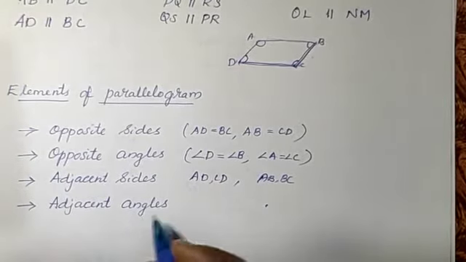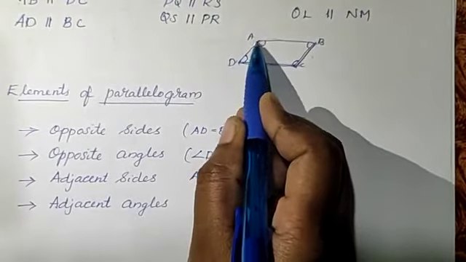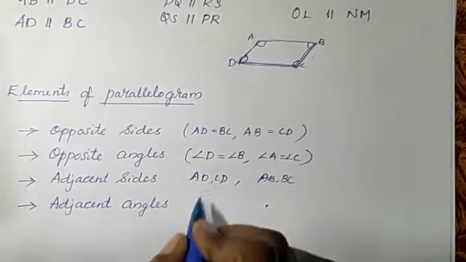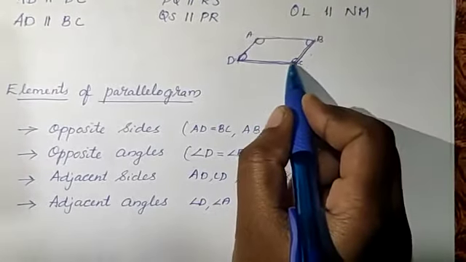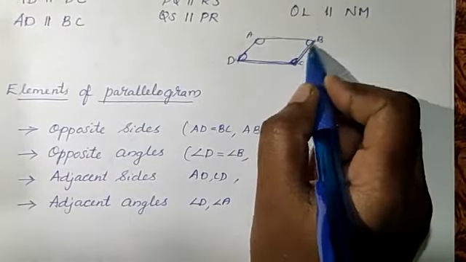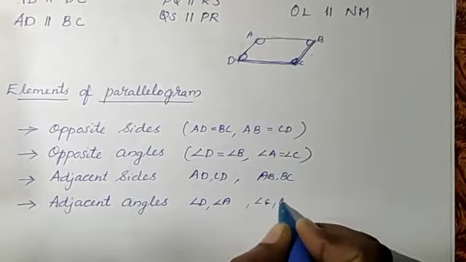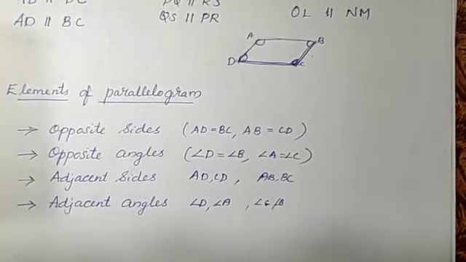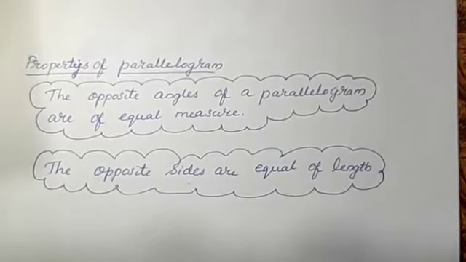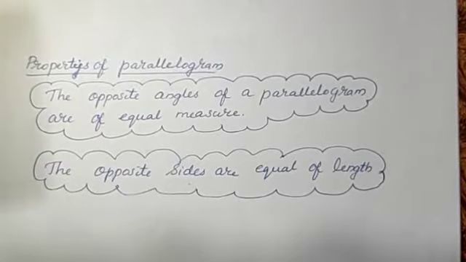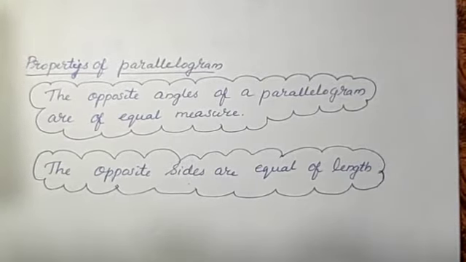Then adjacent angle. What are the adjacent angles? Angle A and angle D are adjacent angles. Angle C and angle B are adjacent angles. Properties of parallelogram. The properties of parallelograms are the opposite angles are equal and opposite sides are equal. In a parallelogram, the opposite angles and opposite sides are equal.